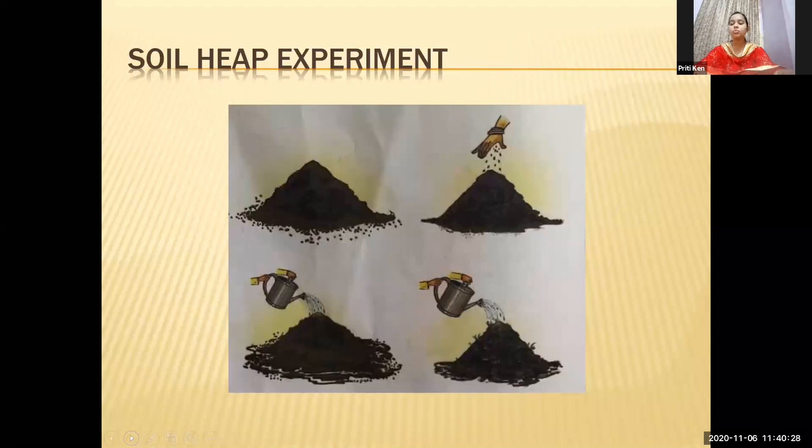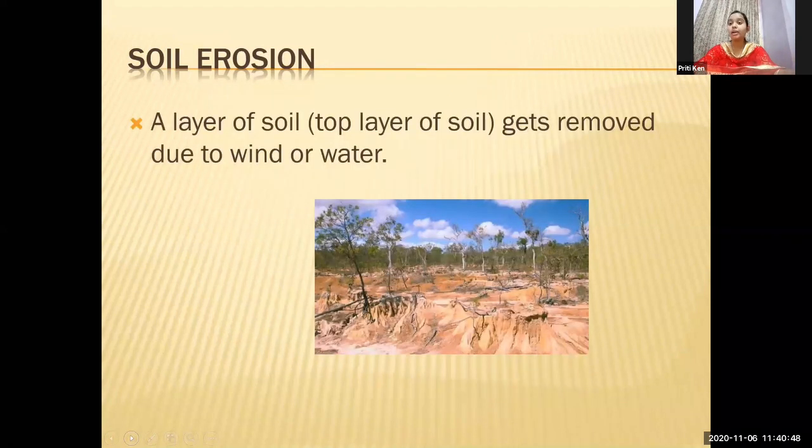Erosion means what? What is erosion? Erosion of anything means it gets eroded or slowly wears away and comes down. That is erosion. Erosion of soil takes place by many things. Now, through this experiment, we are going to study the next topic, that is soil erosion. So here, soil erosion: the top layer of soil gets removed due to wind or water.